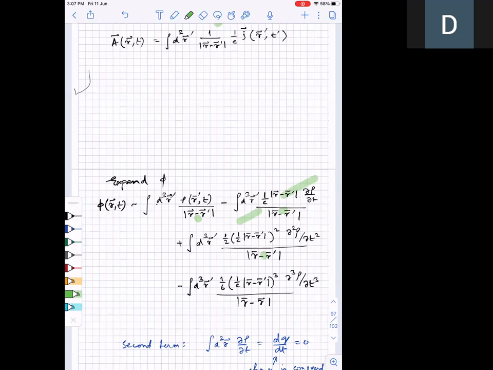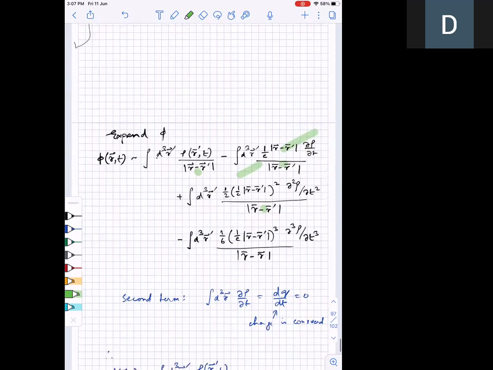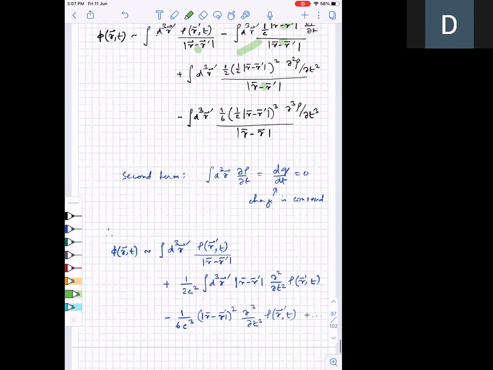So we are left with three terms, one without the c, one with c squared, and one with c cubed. So I can write down finally my phi of r, t in terms of the first term, which is basically rho by r, the second term, which is 1 by c squared r into del rho del t, and the third term, which is 1 by c cubed r squared into del 3 rho del t3. So keep this in mind. We are going to use this later.